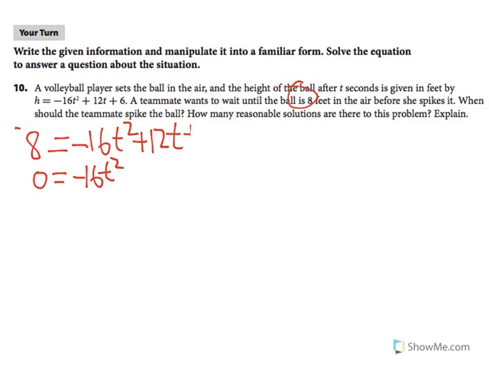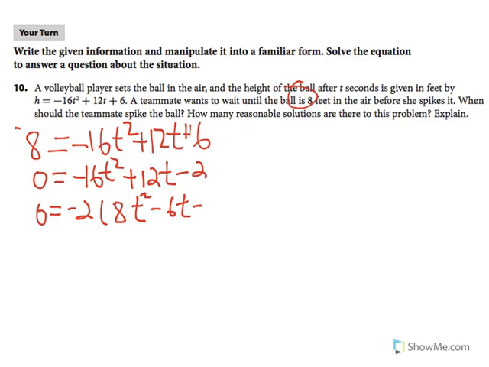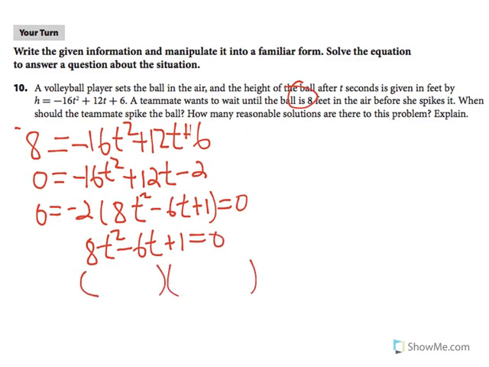My mistake, let me change that to a positive 6, so then plus 12t minus 2. And then they're all even numbers, so we can factor out a negative 2, so that gives us 8t squared minus 6t plus 1 equal to 0. Since 2 cannot be 0, that means that this part, 8t squared minus 6t plus 1, must be 0.